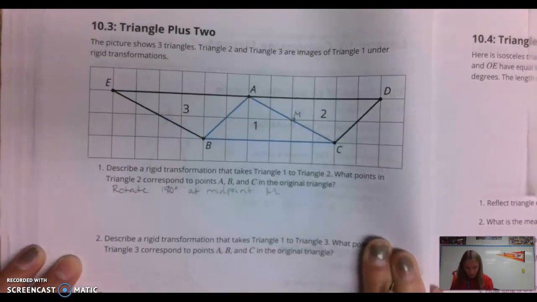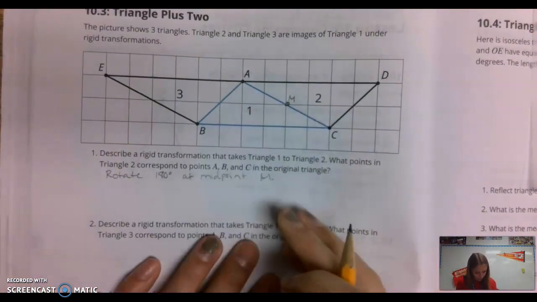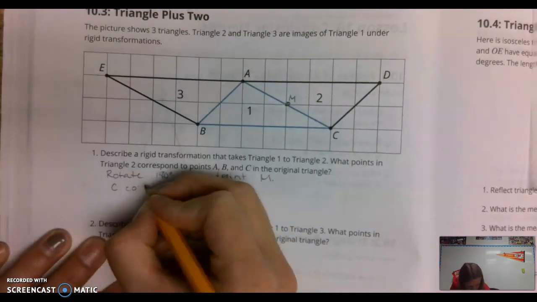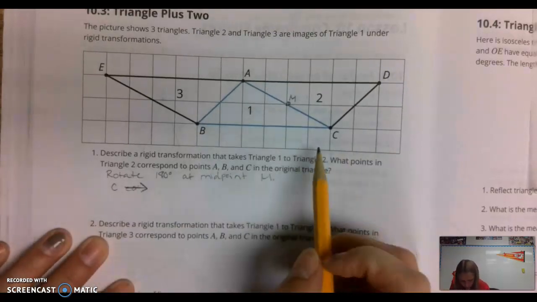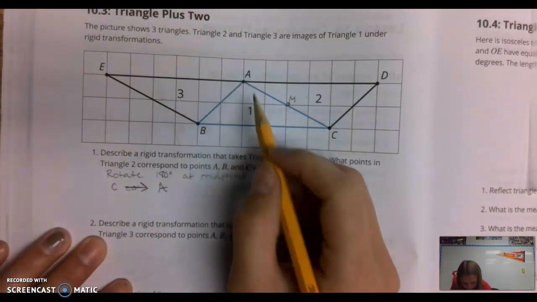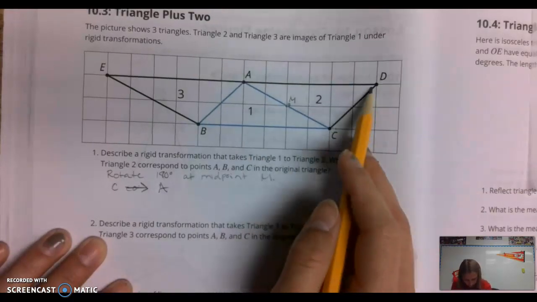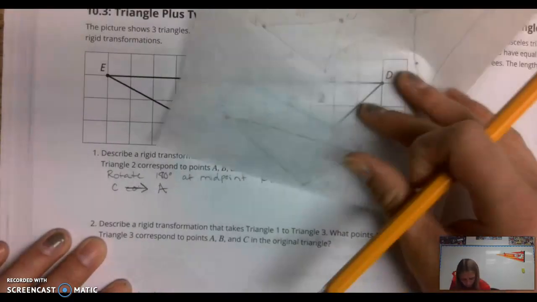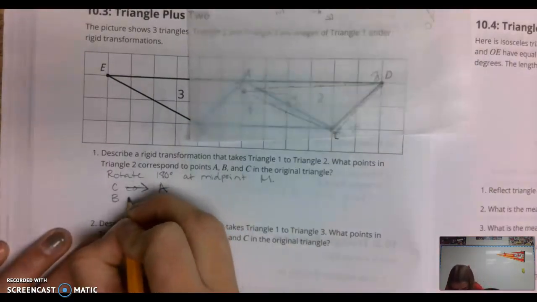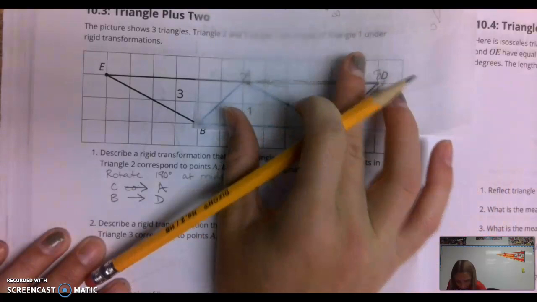Now it says what points in triangle 2 correspond to A, B, and C. So I'm just going to write an arrow. C goes to A, and then we can say that D corresponds to B, because if we put this over here, B now lands on D, and then A now is C.